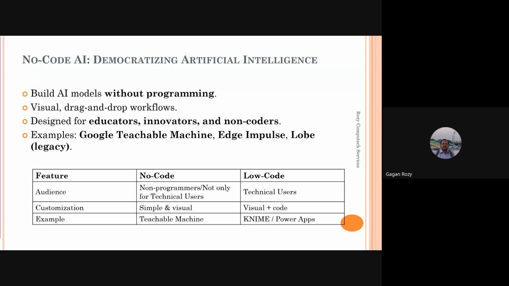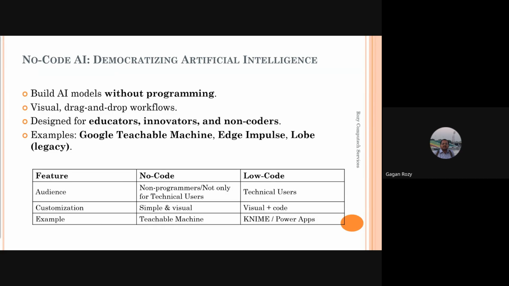Lobe AI is a Microsoft project, and that was deprecated 3 years back. Now they have it as legacy, and you can get it from GitHub, and it is also able to do the things. Why are we focusing on the no-code zone? Because we want to make classroom integration. That's where maximum educational impact happens. That's why we are doing that, for educators, innovators, and non-coders.